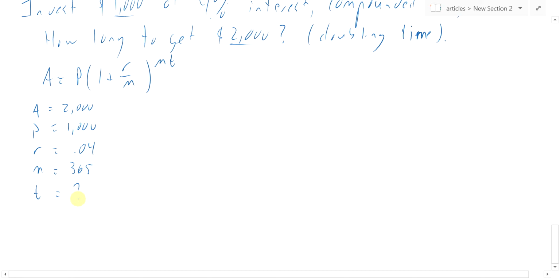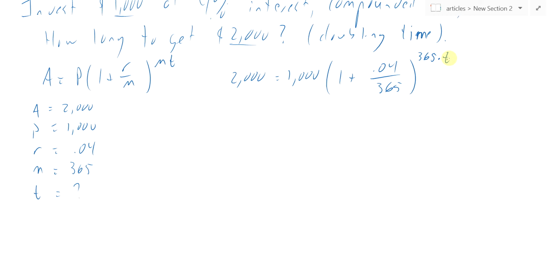And we don't know what the time is. How long does that take? So plug everything in. 2,000 equals 1,000 times (1 plus 0.04 over 365) to the 365 times t. And there's our unknown. It's the time. It's up in the exponent. We need to get it down out of the exponent to be able to solve for this. So first thing to do is divide both sides by 1,000. Right? So 1,000 here, 1,000 there. These cancel. This becomes a 2.